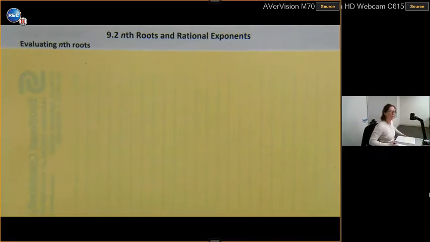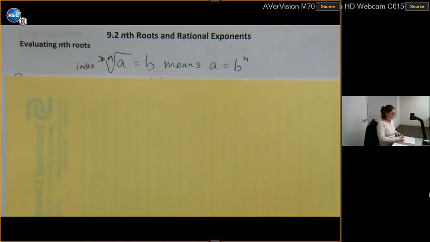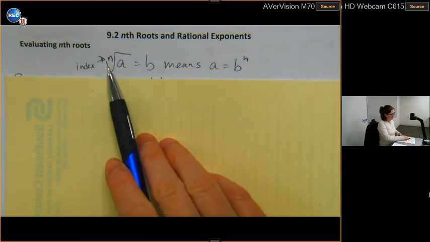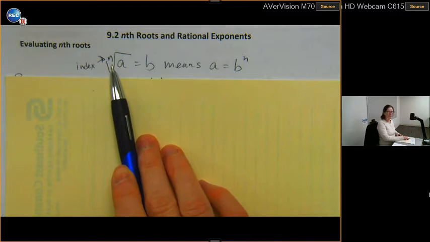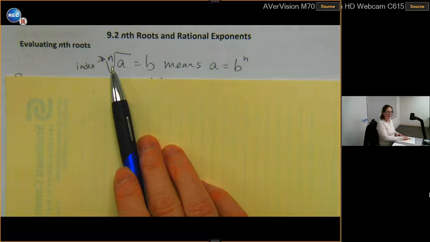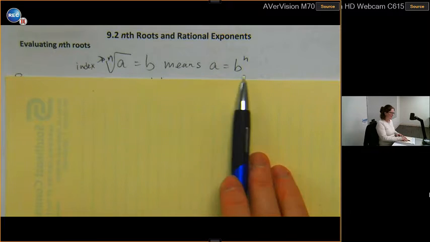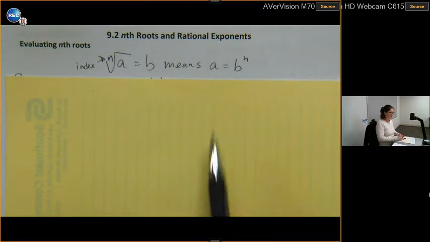Section 9.2, nth roots and rational exponents. Evaluating nth roots. What we have is the square root symbol with a number underneath, and then we have a little number inside the hook called the index. And what this means is b to the nth power is going to equal a.